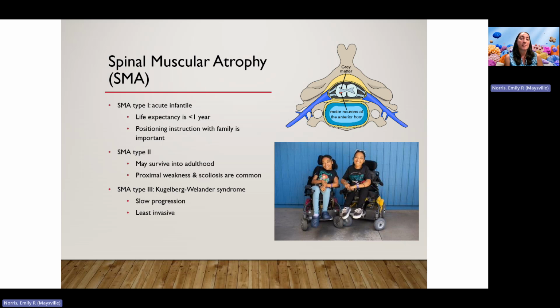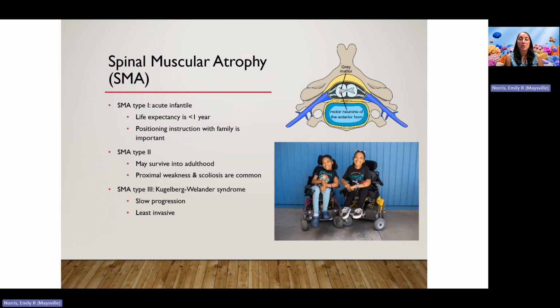So the first type is acute infantile. It shows up typically within the first 2 months of life. And unfortunately, the life expectancy here is very low, less than a year for most children with this, up to 2 years tops typically. It might be important to help educate the parents on positioning and things like that. But there's not a cure or something that's going to delay the progression.